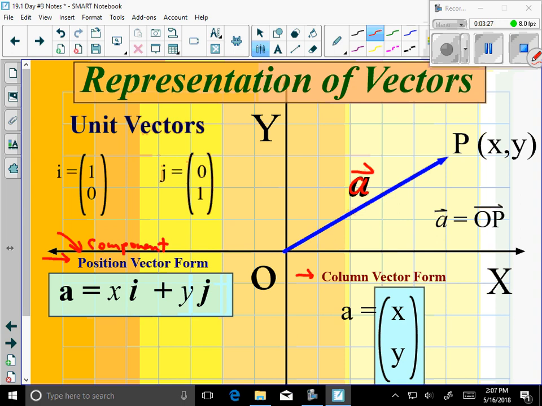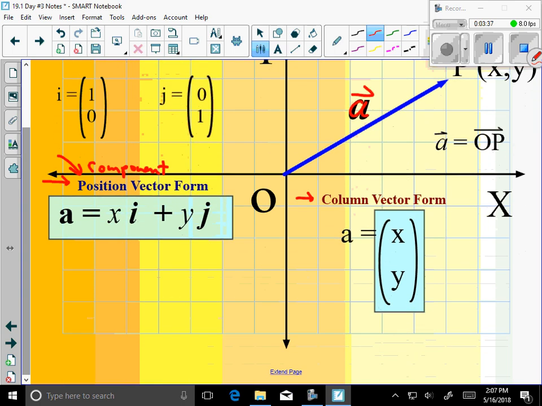All that vector A is doing is traveling to the right or to the left and then up or down. So how many units does vector A travel to the right? 5 units to the right, so that'd be 5i in position vector form. i represents the horizontal movement. So it'd be 5i plus 3j. In column form, I prefer column form personally. It's less writing. Column form is a matrix. All it is is horizontal movement, vertical movement.